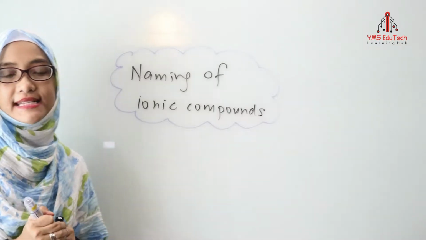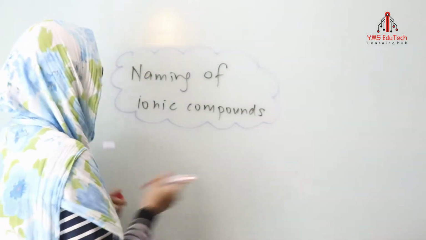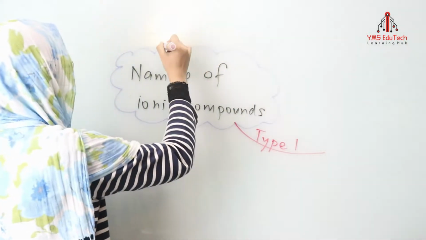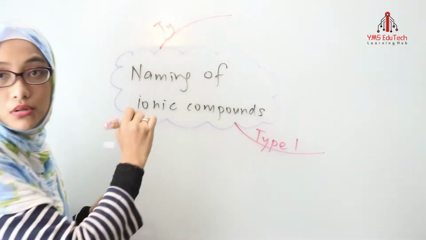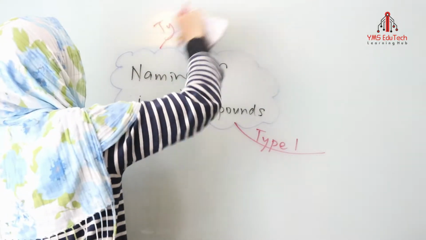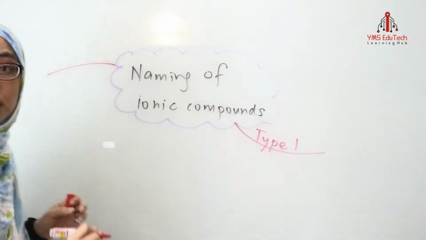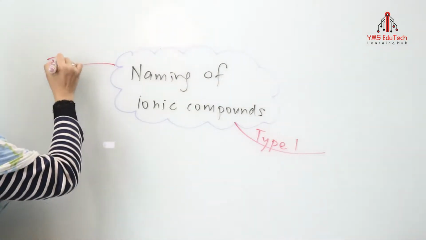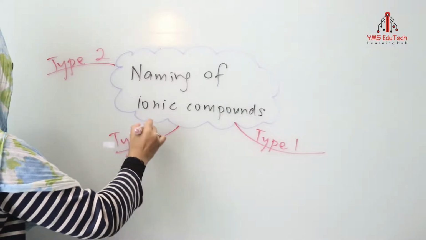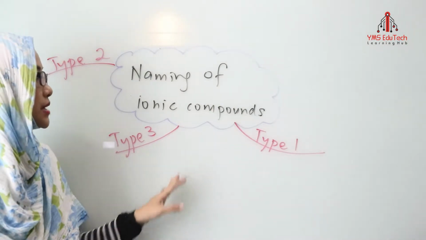Okay, I like to categorize this naming of ionic compounds into 3 categories. So I call this type 1, and then we have type 2. Can you see the type 2? I think it's a bit too high, so I shall not do it here. My type 2 will be here. Okay, type 2. And this will be type 3. Alright, so we have 3 types in naming ionic compounds.